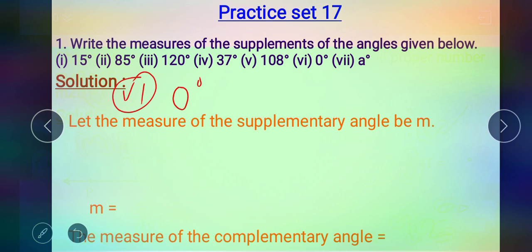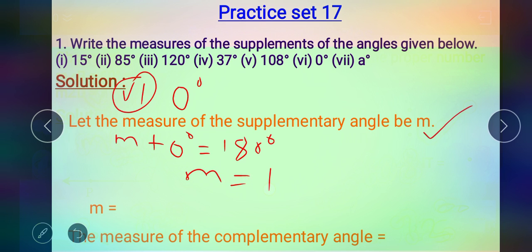We will continue in the same way, students, whatever value is there. Let the measure of the supplementary angle be m. Now the addition of the supplementary angles, that is m plus 0, must be 180 degrees. Anything plus 0 is the same, so we get m is equal to 180 degrees. As the m value is 180 degrees, the measure of the supplementary angle is equal to 180 degrees, students.